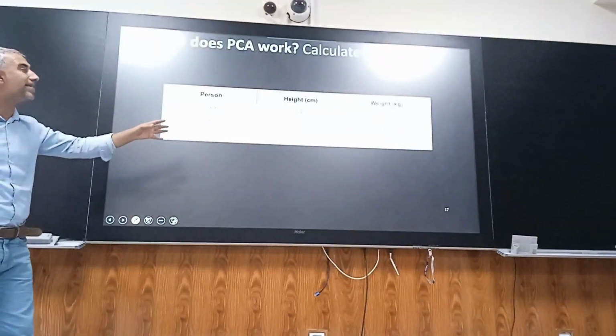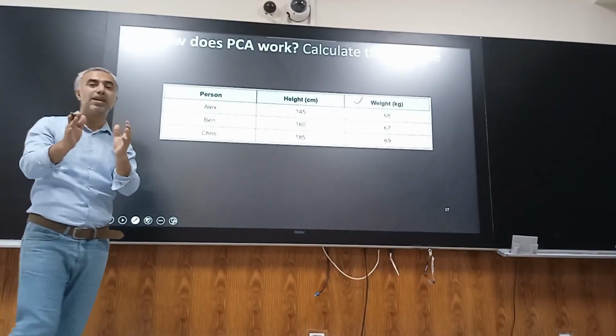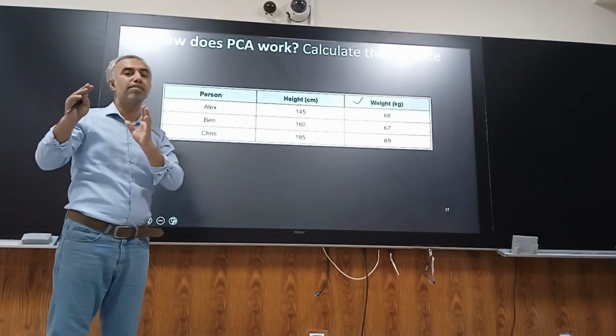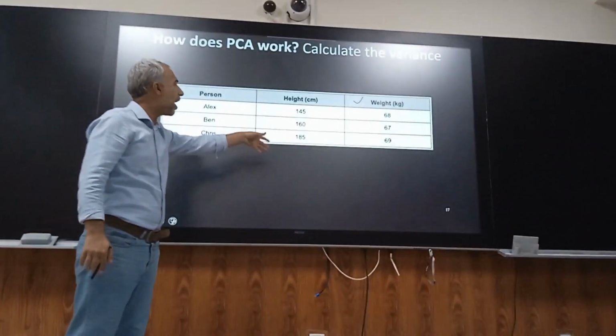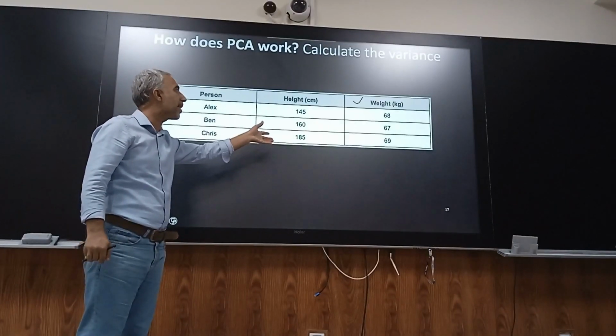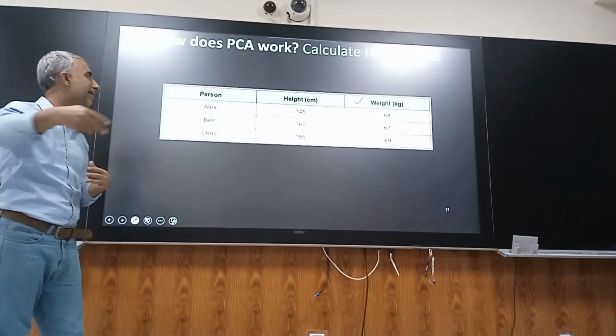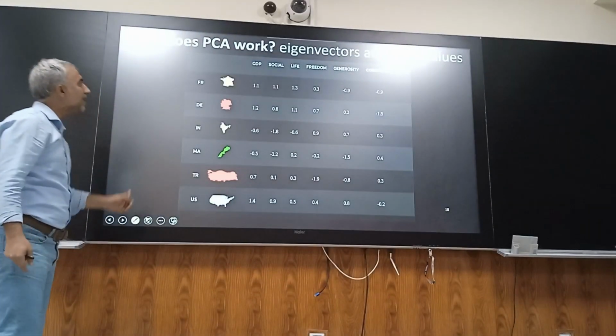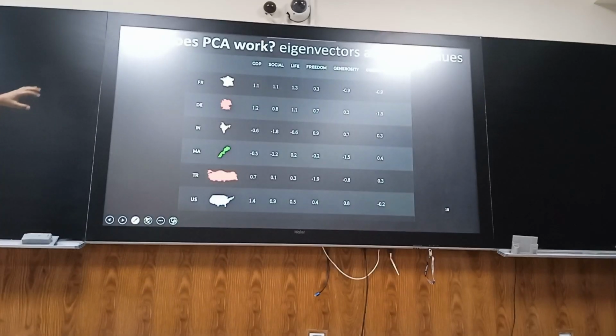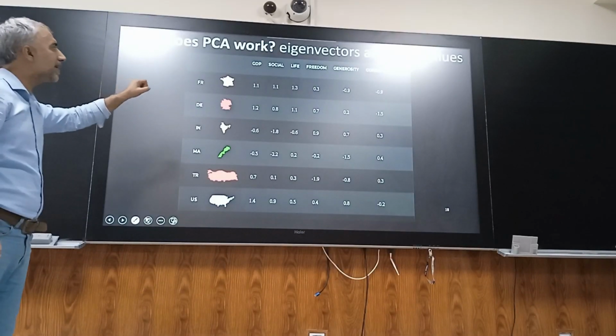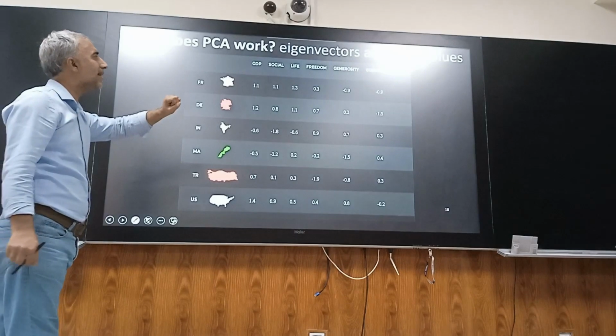However, sometimes even the variance, you can say the difference between the mean position, is almost similar. Then again, we are in a problem. So we may need to consider another component, a third component or fourth component. Let me explain the component. However, before going to explain the component, I would like to talk about the eigenvectors and eigenvalues.